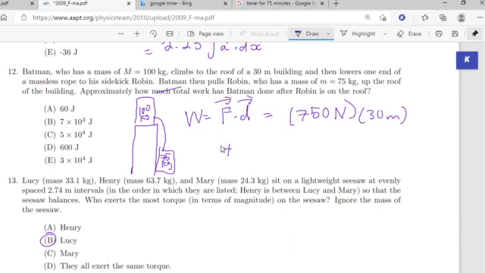Okay, so then that would also be 1,000 times 30. So that's 30,000 plus 22,500, which is 52,500. Hmm. Okay, I'm just gonna go with this and hope it is correct.